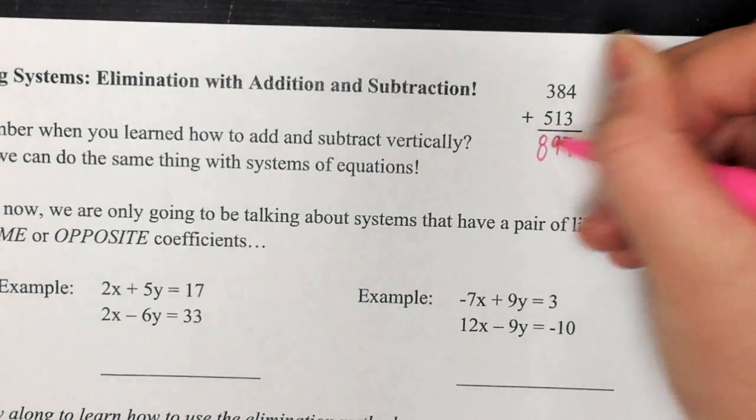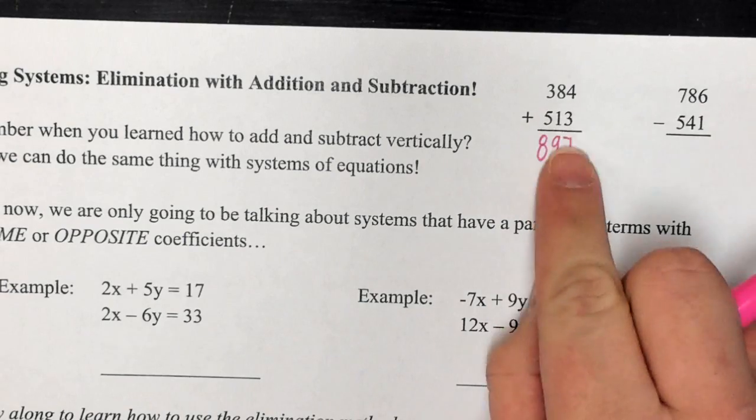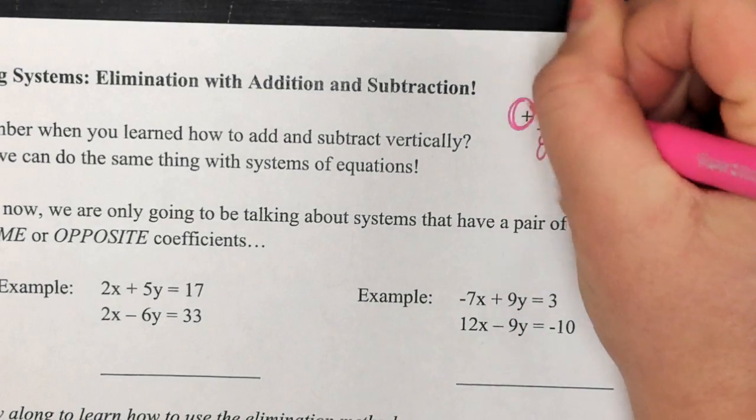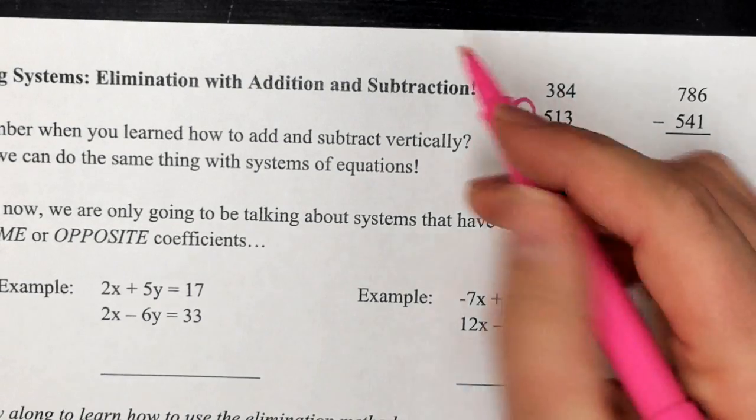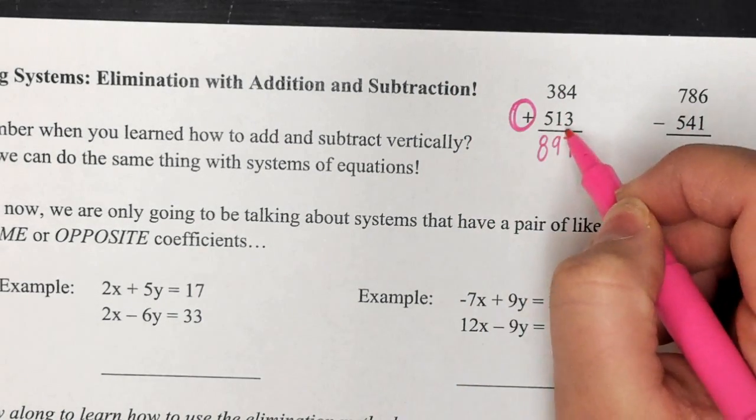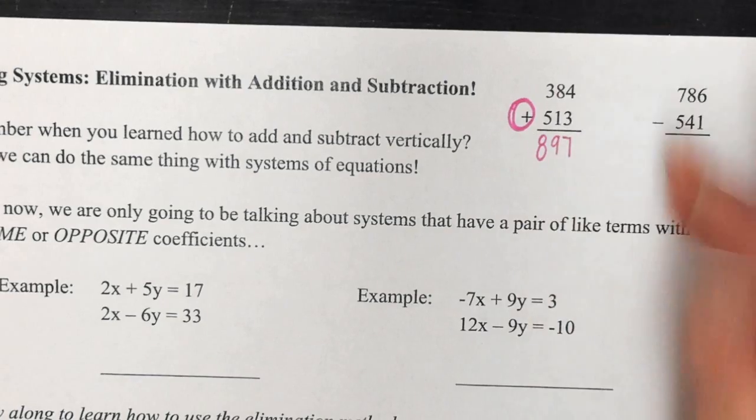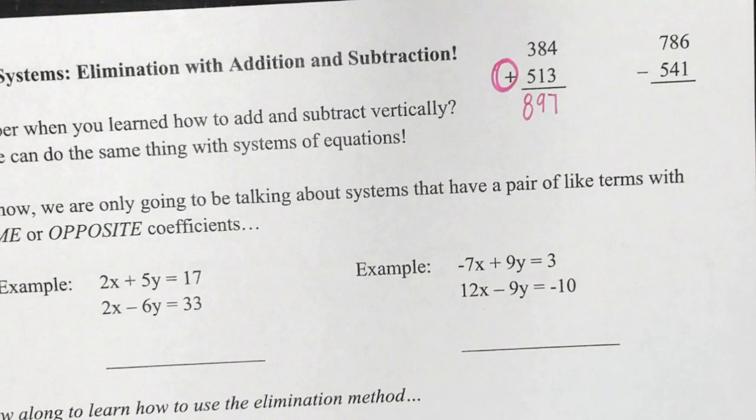Good. So every time you were adding two numbers, you came back to this, didn't you? You came back to that addition sign. 4 plus 3. 8 plus 1. Okay? Good job, Nick.